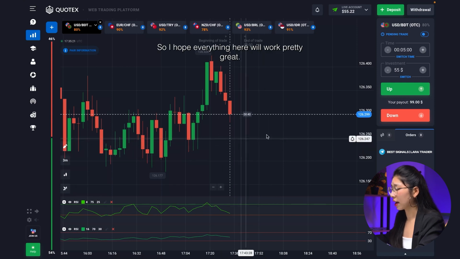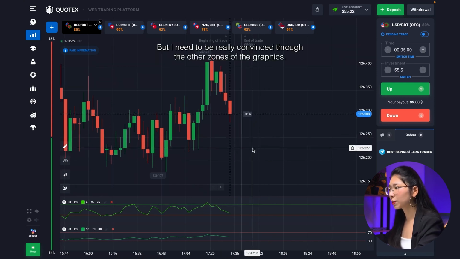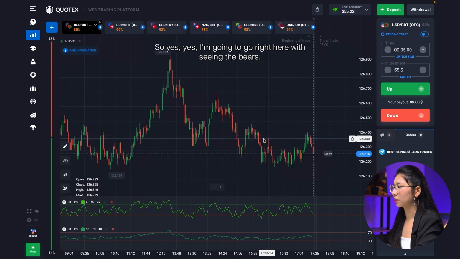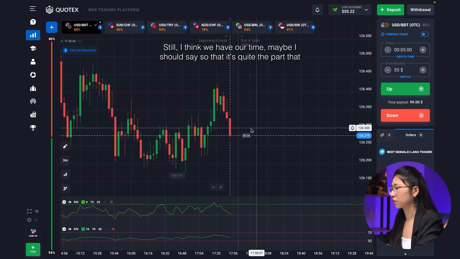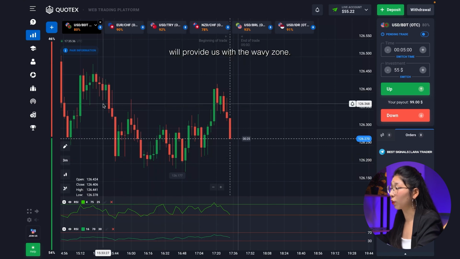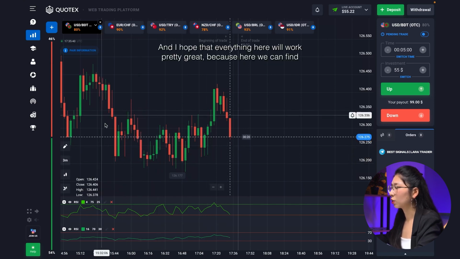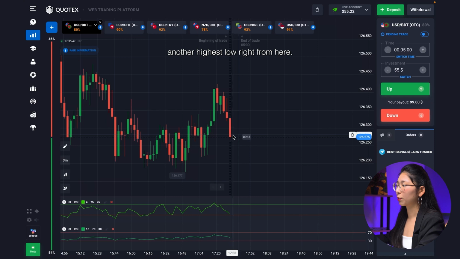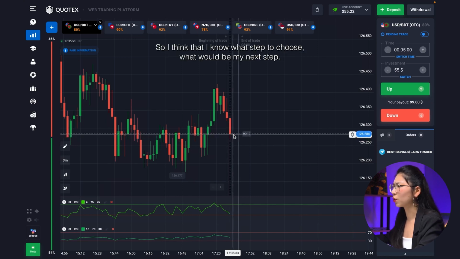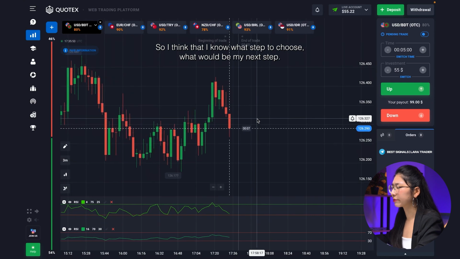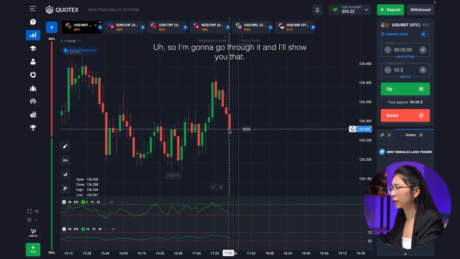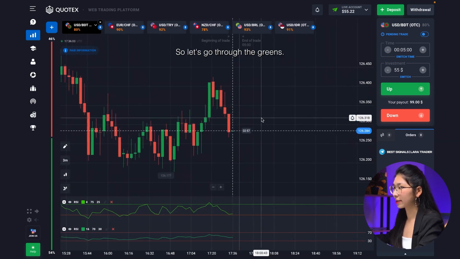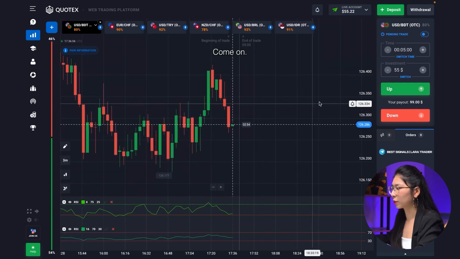So I hope everything here will work pretty great, but I need to be really convinced through the other zones of the graphics. So I'm going to go right here with seeing the bears. I think we have on time, maybe I should say, so that's quite the part that will provide us with the wave zone. And I hope that everything here will work pretty great because here we can find another high slow right from here. So I think that I know what step to choose. What would be my next step? Okay, I'm going to go through it and I'll show you that. So let's go through the greens, guys, and come on.